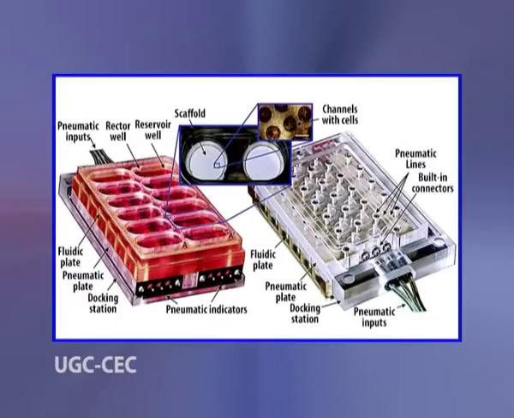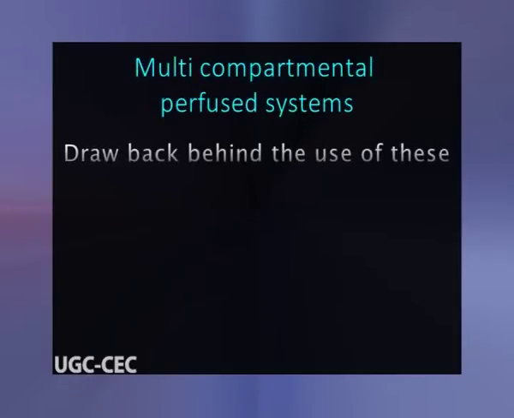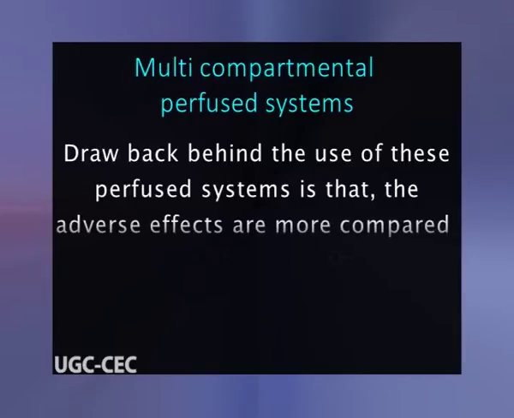Each compartment in this system represents a specific organ of the living organism, and thus each compartment has specific characteristics and criteria. Each compartment in these systems is connected by tubes and pumps through which the fluid flows, thus mimicking the blood flow in the in vivo situation. The drawback behind the use of these perfused systems is that the adverse effects are more compared to the static systems.